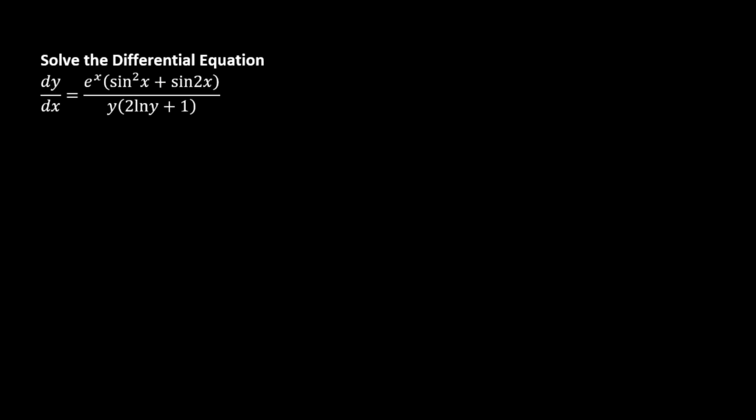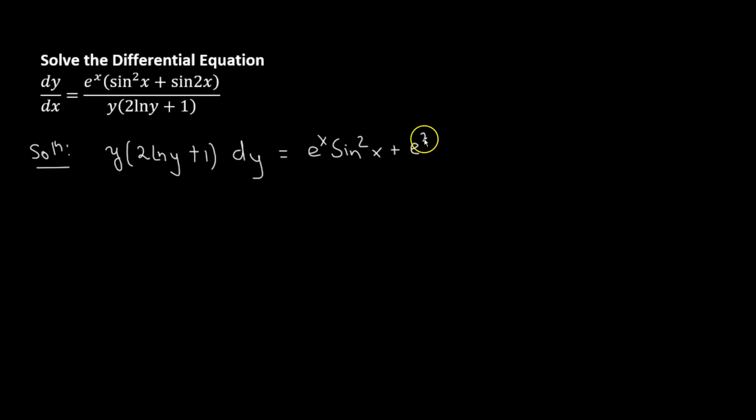So here we have another differential equation. So let's try to solve this. We will begin by separating the differentials. For that, let's cross multiply the terms. We have y times 2 log y plus 1 multiplied to dy equals e raised to the power of x sine squared x plus e raised to the power x sine 2x, whole multiplied to dx.